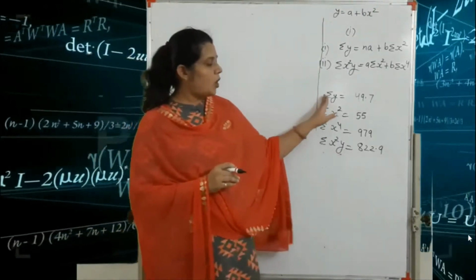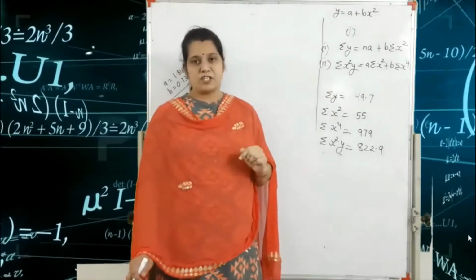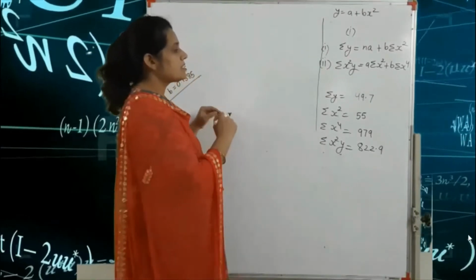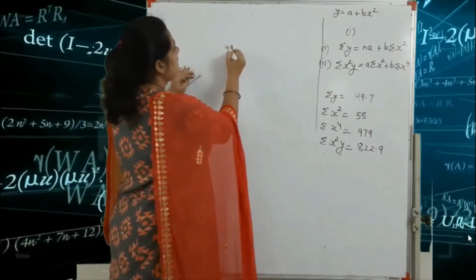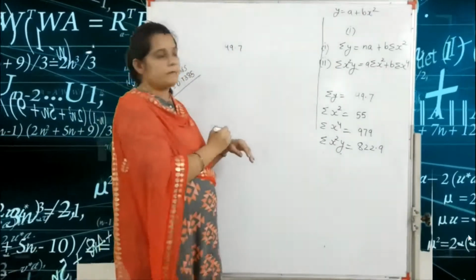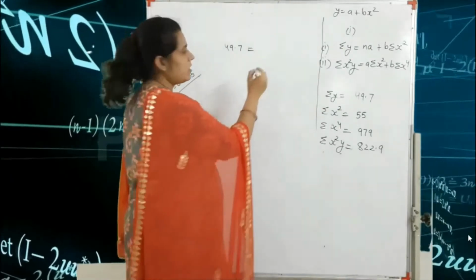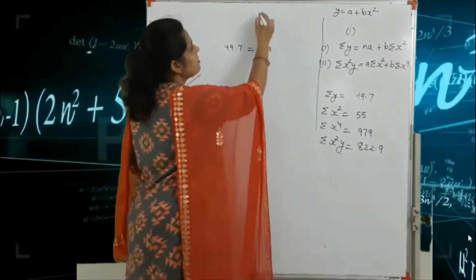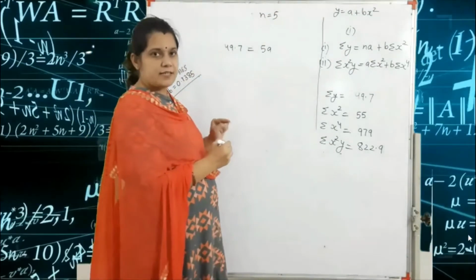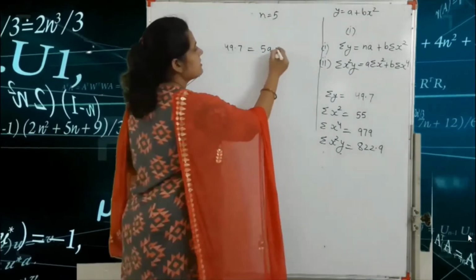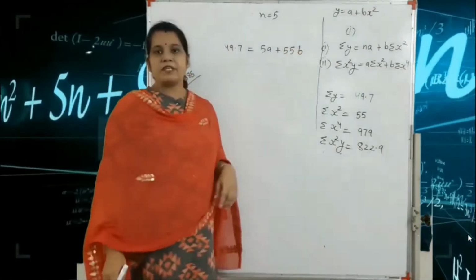We put all these values in both the normal equations. So we get our first equation: summation y is equal to 49.7 is equal to n a. N is the number of terms. So we write here 5a because n is equal to 5 in the given question, plus b summation x square. So summation x square is equal to what? 55. So we write here 55b.